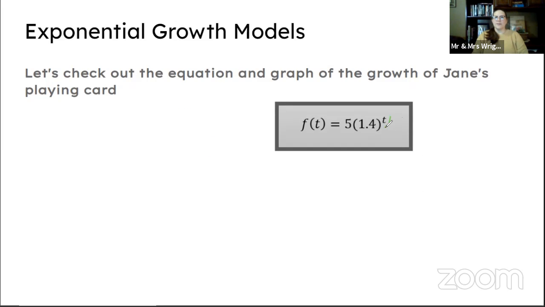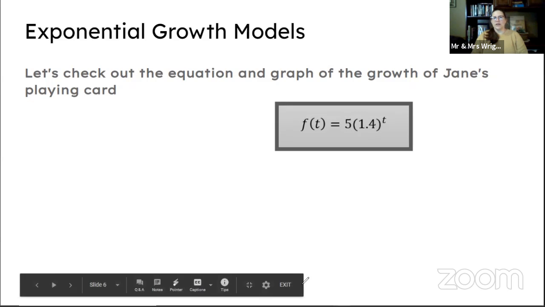And it's raised to the power of t. And remember, that's time. And that's what our independent value is. And that's why it's still t here. That varies based on what we inputted, whether it's 1 year or 5 years or whatever it may be. So let's look at what this looks like on a graph.